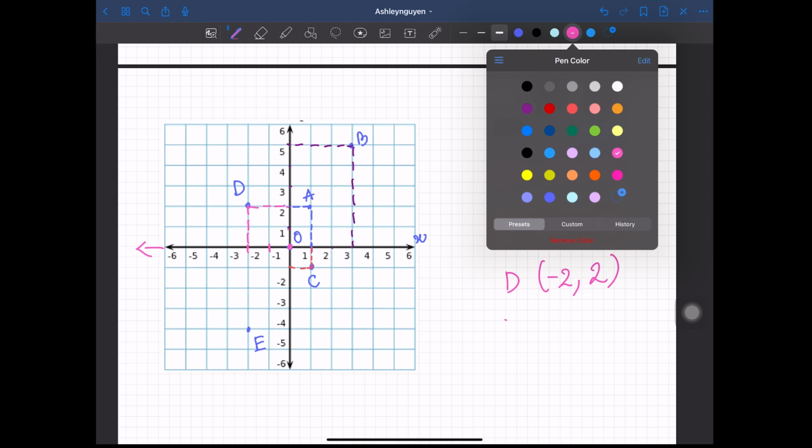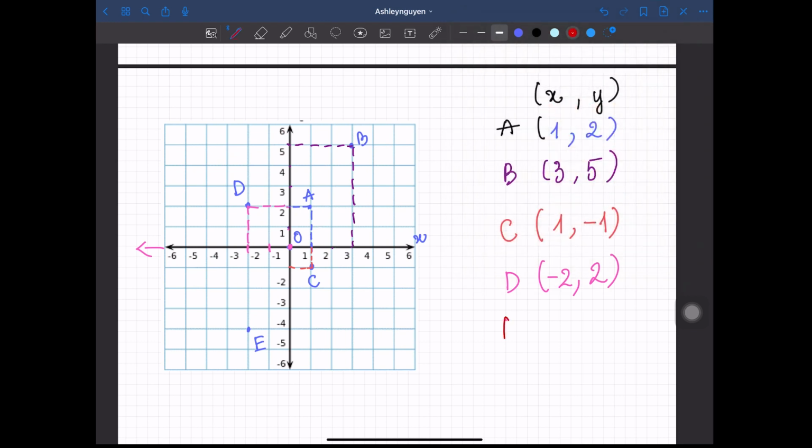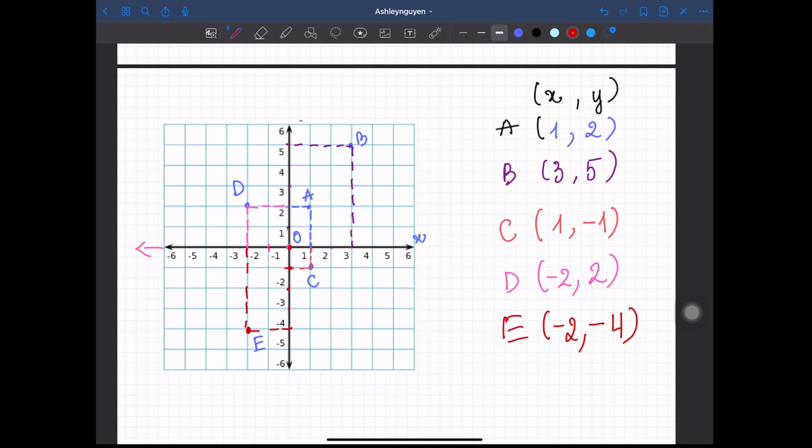The last point, E. E has the x coordinate, moving along the x-axis to the left 1, 2 units. So the x coordinate of E is minus 2. And for the y coordinate, from the origin, start moving down 1, 2, 3, 4. E has the y coordinate at negative 4, so E has the coordinate (-2, -4). That is how we state the coordinate of a point on the Cartesian plane.